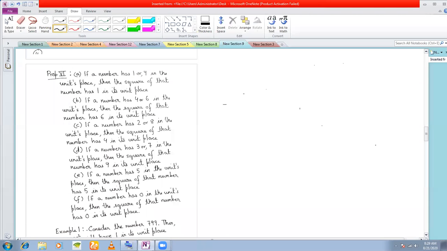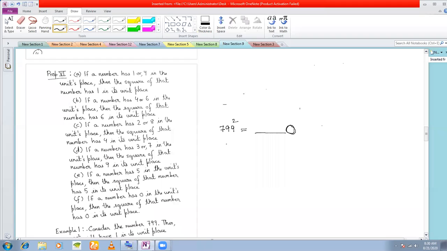Next property, and a very important property. How do you determine the last digit of a number without actually squaring the number? That is the question here. Now, suppose I have the number 799 squared. I square this number 799, and my question is, what is the last digit of this number, the units digit of whatever number that you will get?